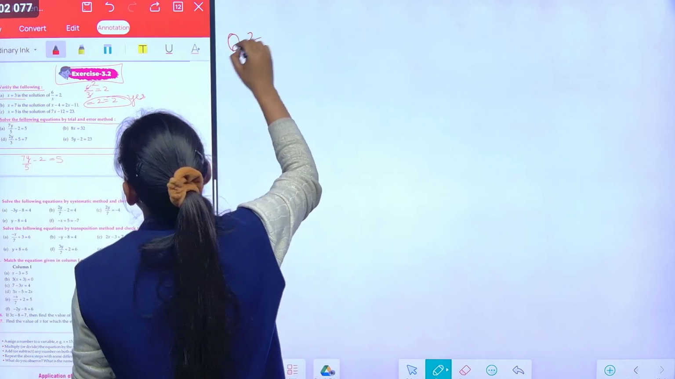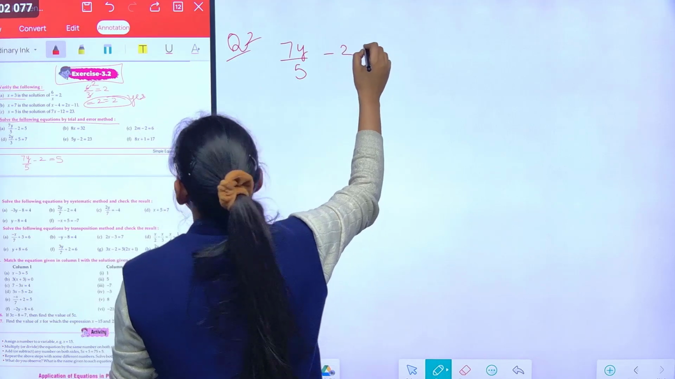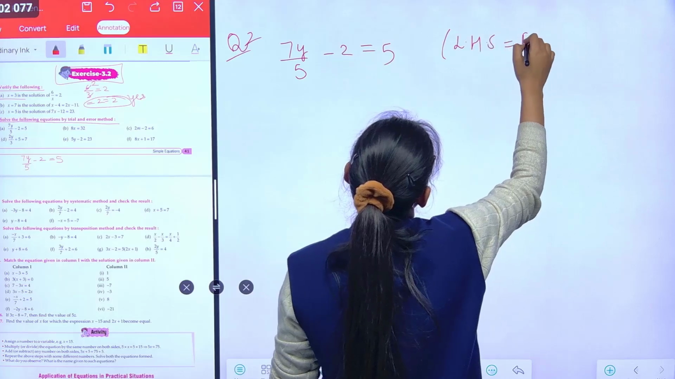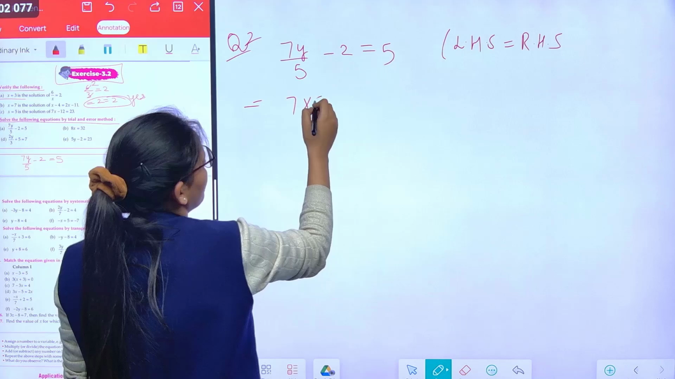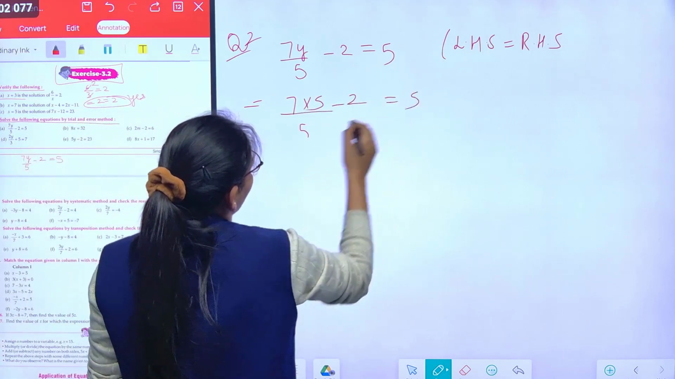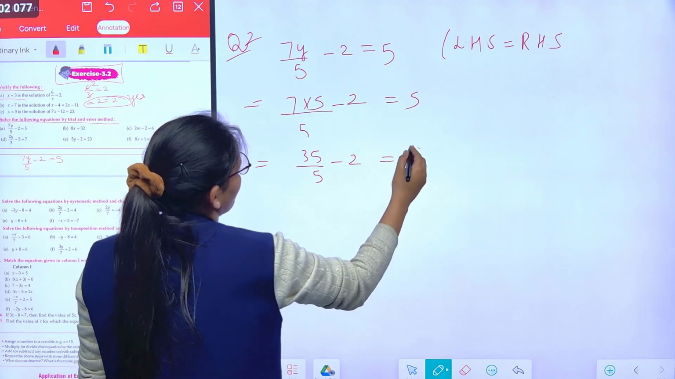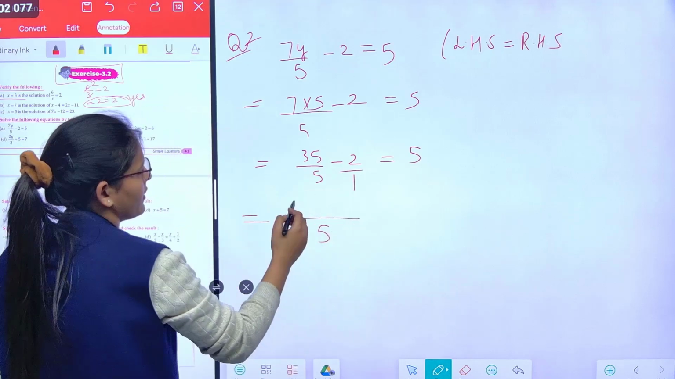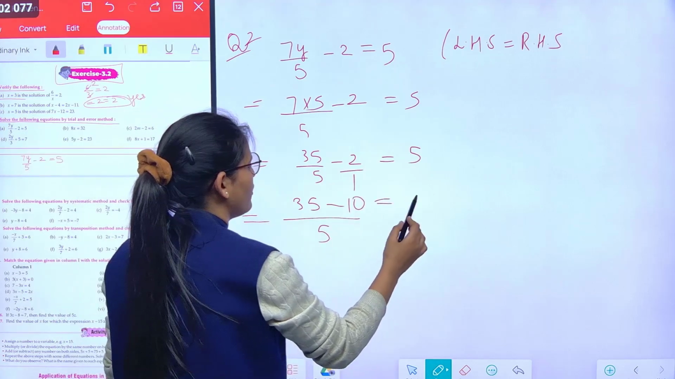Question number 2, class: 7y upon 5 minus 2 is equal to 5. Here class, we have to make LHS equal to RHS. That is, 7 multiplied by 5, we put and see, class, minus 2 is equal to 5. Now class, 35 upon 5 minus 2 is equal to 5. Now we will take the LCM. Now class, 35 minus 5 2s are 10 is equal to 5.